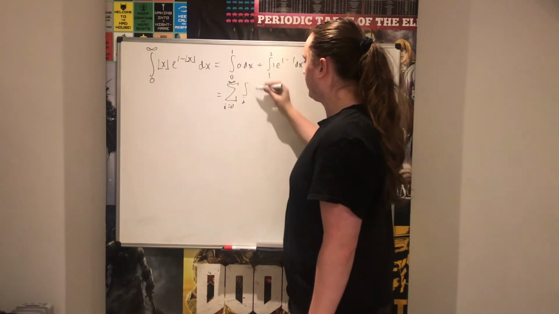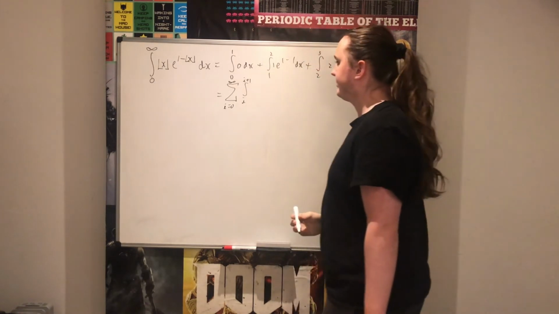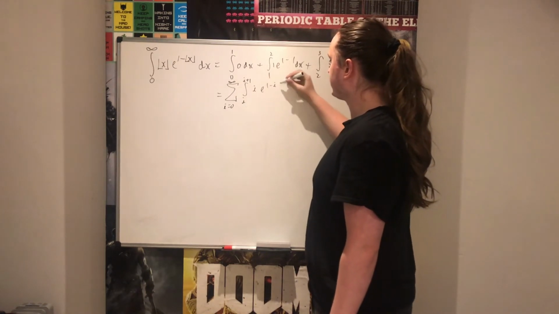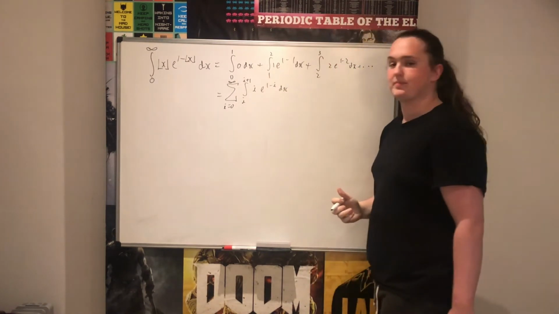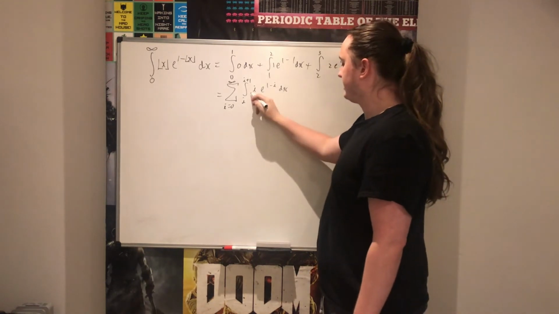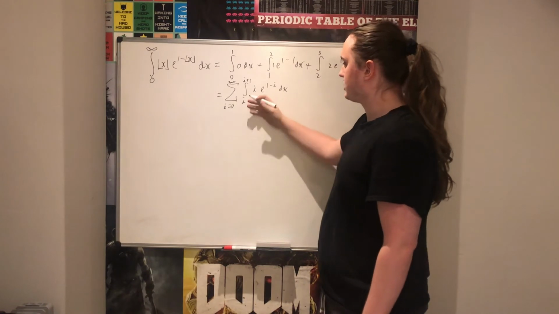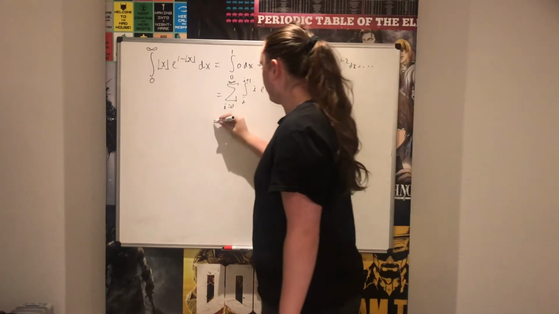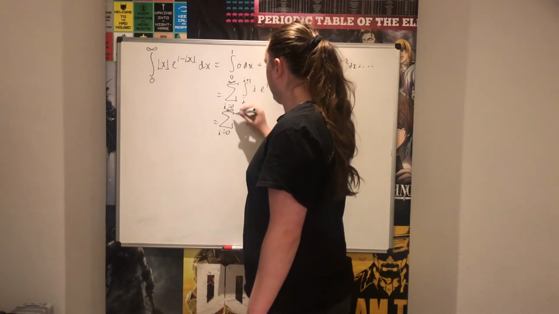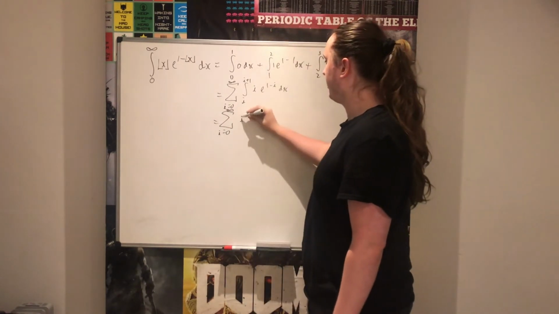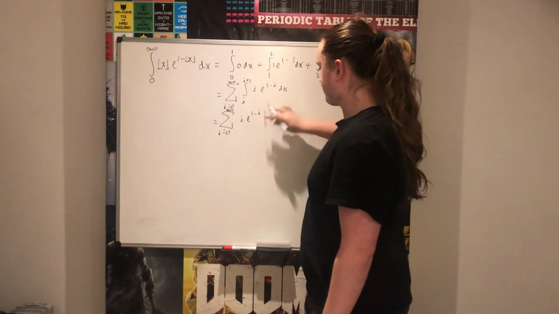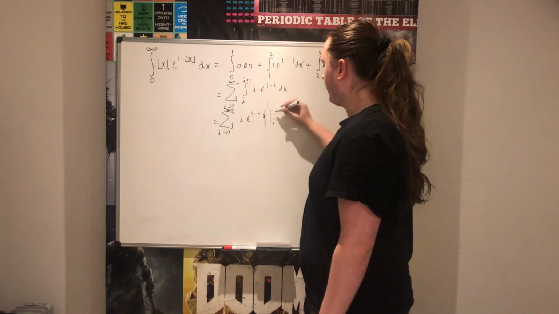integral from i to i plus 1 of i e to the 1 minus i dx. So the thing to note here is that this function is just constant in terms of this integral. And so this is the same as the sum from i equals 0 to infinity of i e to the 1 minus i times x from i to i plus 1.